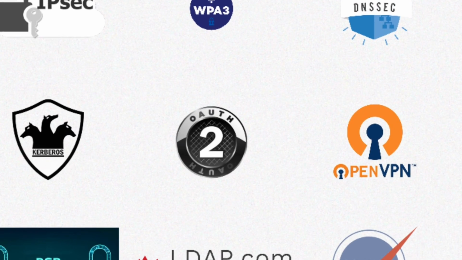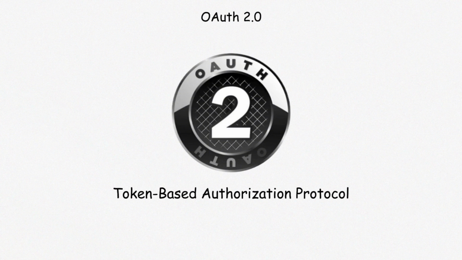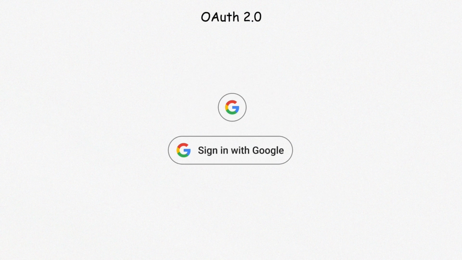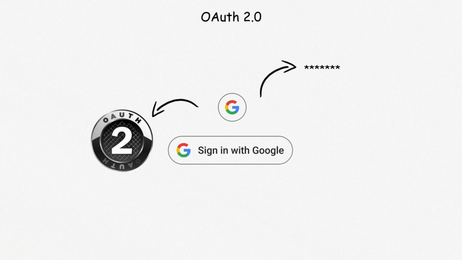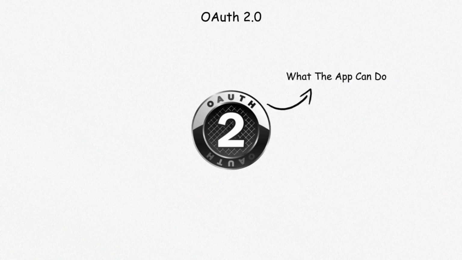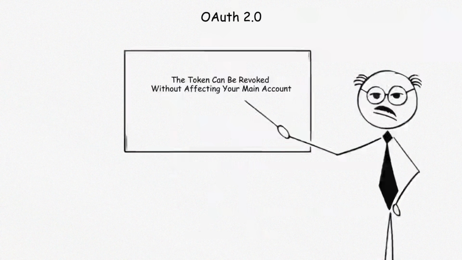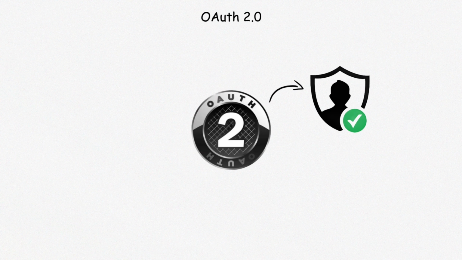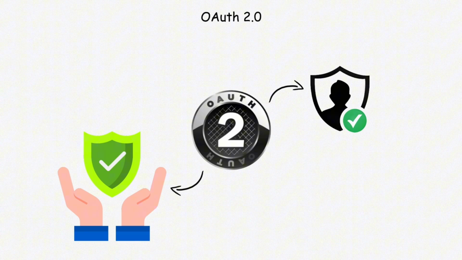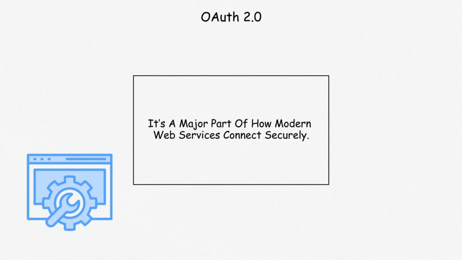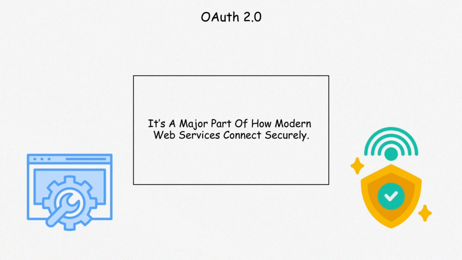OAuth 2.0. OAuth 2.0 is a token-based authorization protocol. You've probably used it without realizing, like when you click Sign in with Google on a new app. Instead of giving the app your actual password, OAuth hands it a limited access token. That token says what the app can do, like read your email, but not send any. And if something goes wrong, the token can be revoked without affecting your main account. OAuth separates the roles of authentication and authorization, which makes it safer when used correctly. It's a major part of how modern web services connect securely.